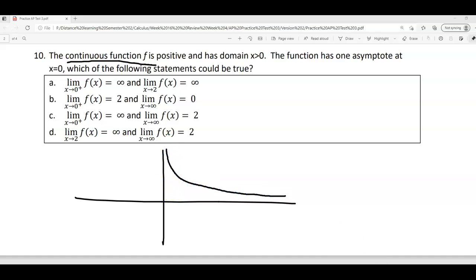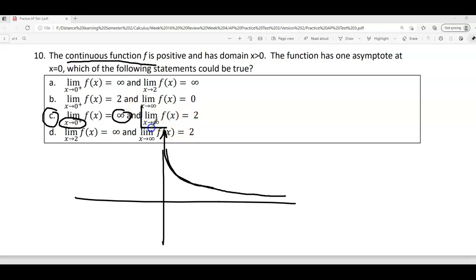That could look like a few things, but let's go ahead and draw that. Which one of these statements could be true? Well, in this case, the answer is C. Why is that? Because as x approaches 0 from the right, it can't ever reach 0, so it's got to shoot up into infinity. So the limit from the right would have to be infinity.